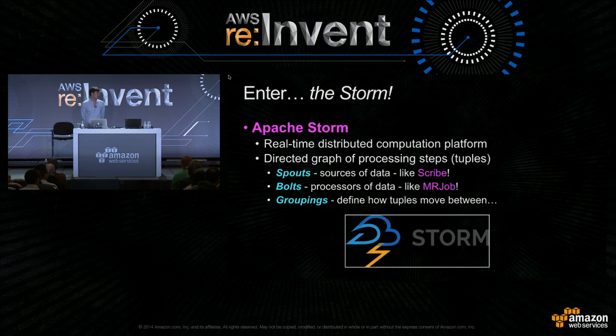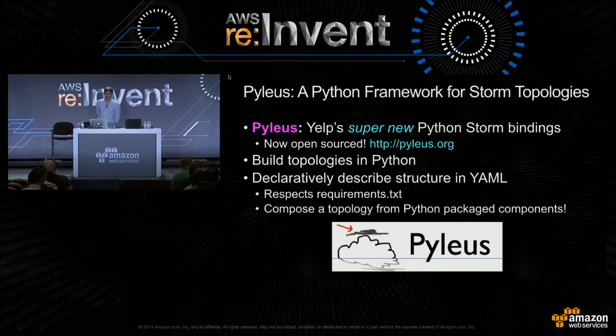So just like a mapper or a reducer in our MR job code that we went over, you can see how the parallels might lie there. And then you can set up groupings, which define how tuples move between individual spouts and bolts. But Apache Storm doesn't support Python out of the box, so we did that for you.